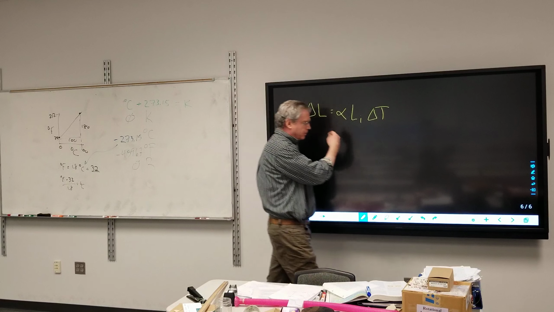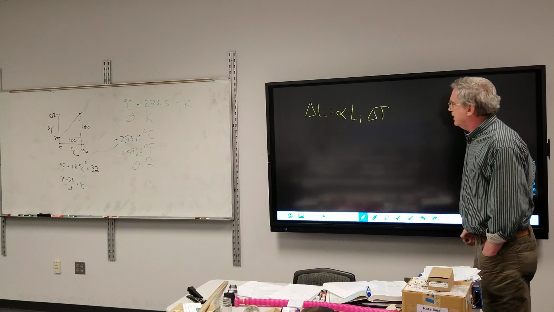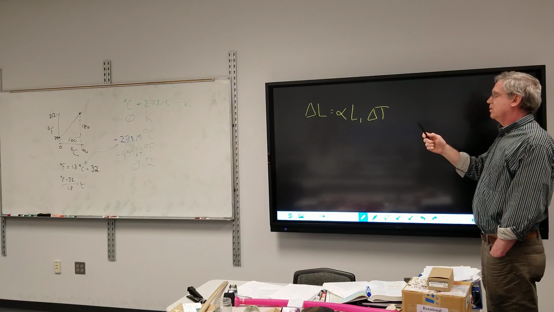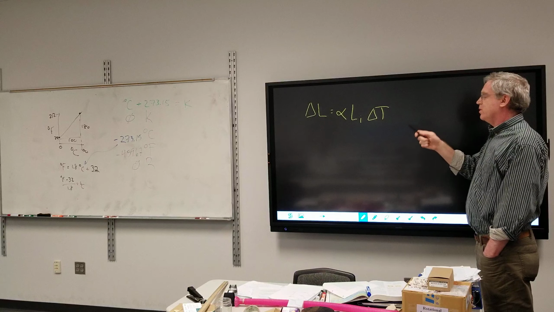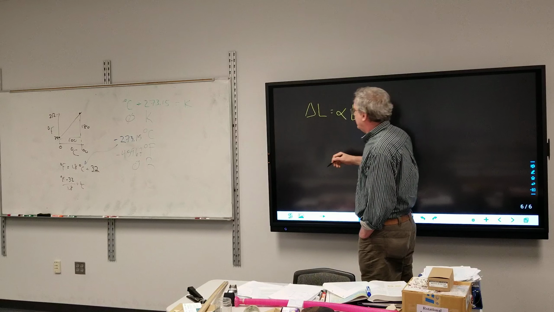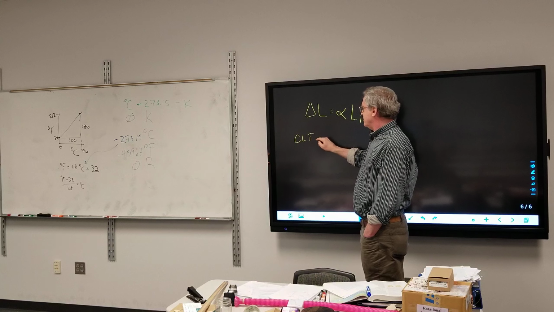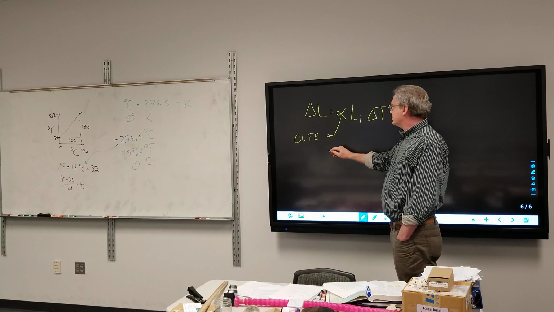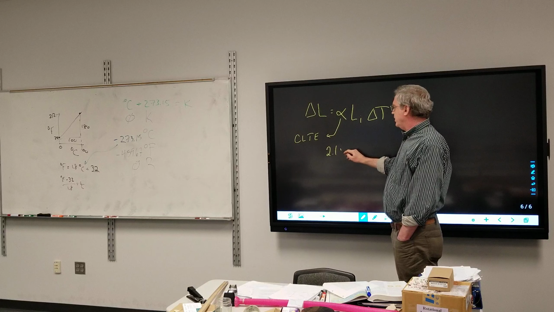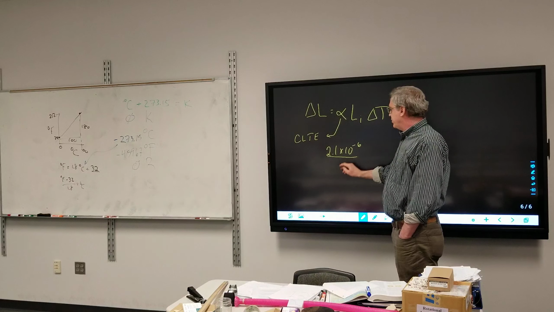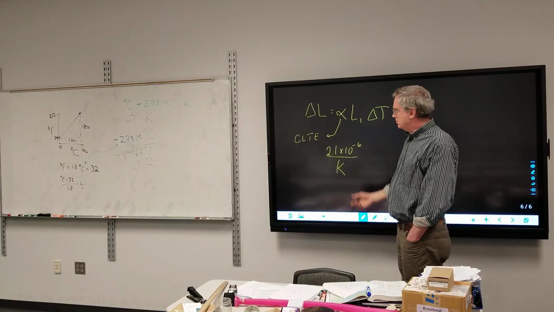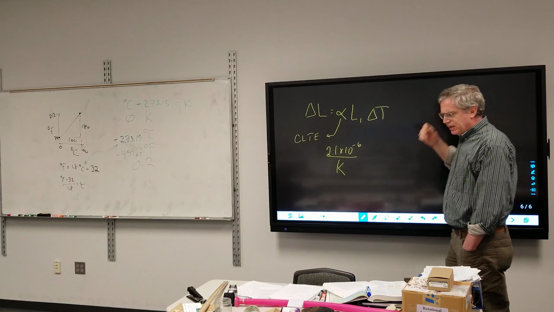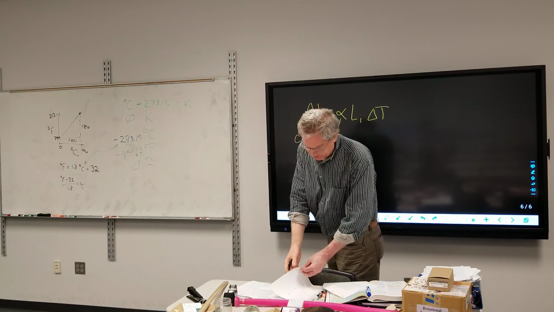So this alpha here, the coefficient of linear thermal expansion. Some websites abbreviate it as CLTE. This is going to be somewhere around 2.1 times 10 to the negative 6th per Kelvin. No units on top, Kelvin on the bottom, or whatever temperature you're working in.